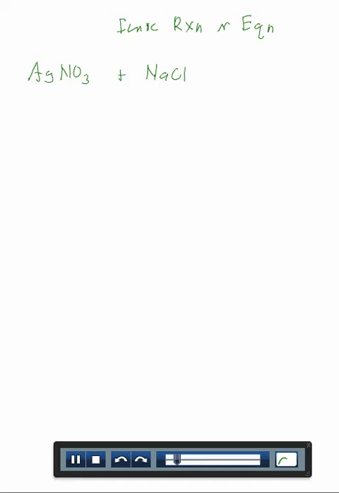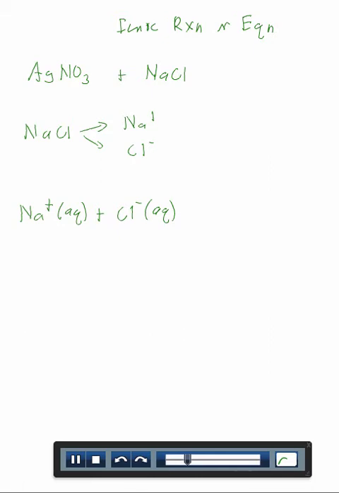So we look at the solubility rules and we see that sodium chloride is soluble, so sodium chloride will dissolve in water and it will break up into sodium plus ions and chlorine minus ions. And so we write sodium plus, and we use a parentheses AQ, which stands for aqueous, meaning it's dissolved in water, plus chlorine minus, which is dissolved in water, so we use the parentheses AQ.